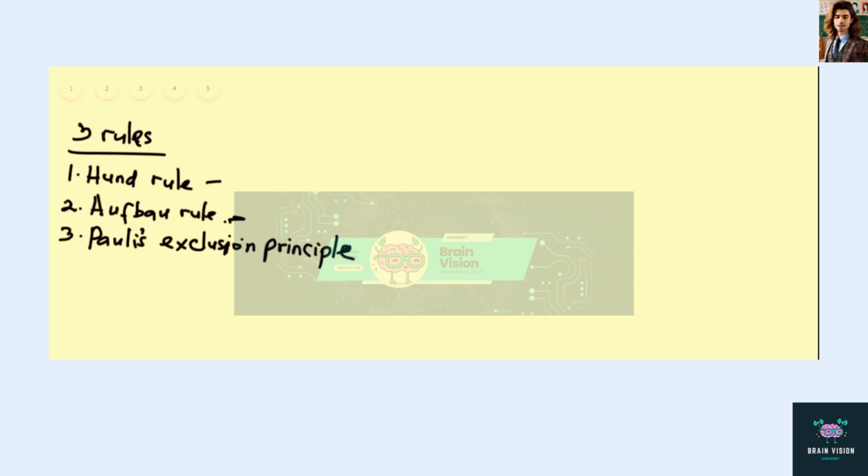Then the last rule, which we'll be using in this question, is the Pauli's exclusion principle. And what this rule is saying is that there are no two electrons in an atom that can have the same value for all the four quantum numbers.